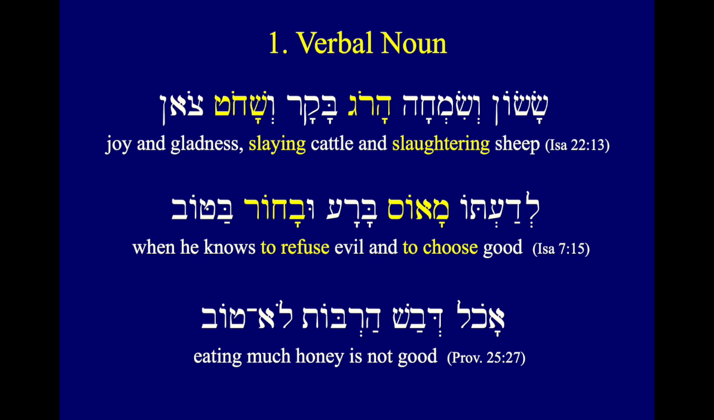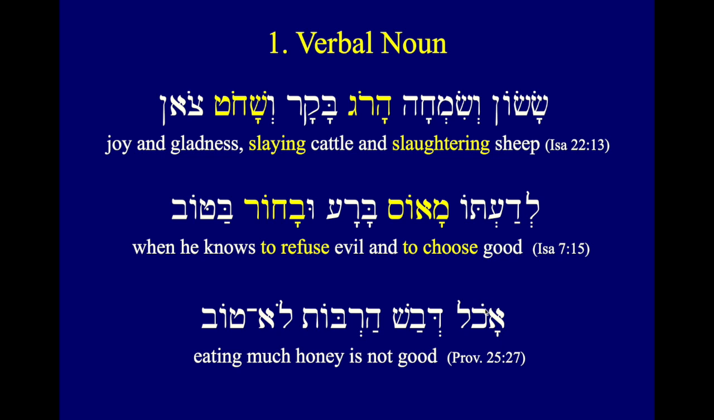So another example here, akhol devash harbot lo tov. So akhol means to eat. Notice our holem, it's kind of poorly positioned here. I'm sorry. This font usually works pretty good, but every once in a while I can't get it to work right. This is one of those examples where it just didn't want to go in the right place. But this holem should really be sitting here between the second and third letters.